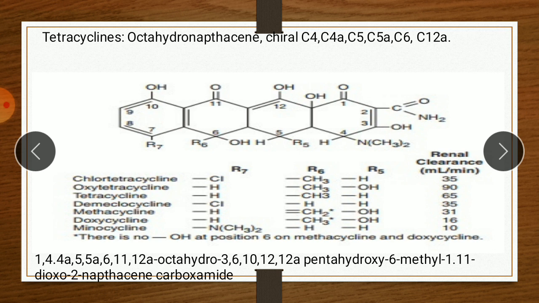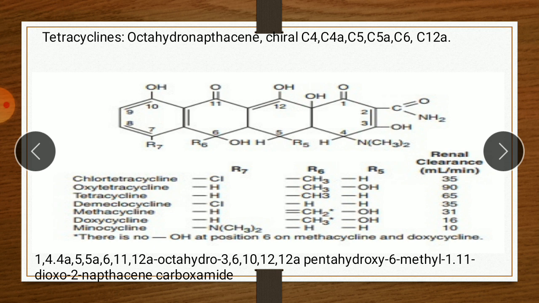Below, the IUPAC name is given. It is the IUPAC name for the third drug, that is tetracycline. The IUPAC name is 1,4,4A,5,5A,6,11,12A-octahydro-3,6,10,12,12A-pentahydroxy, 5 is hydroxy group, 6-methyl, 1,11-dioxo, that is ketonic groups, 2-naphthacenecarboxamide.